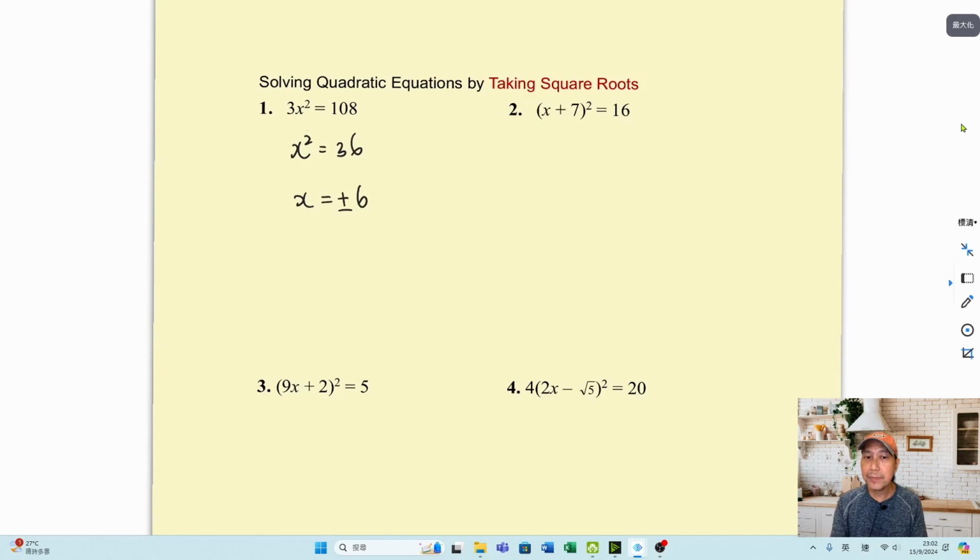Question 2 is very similar to number 1. We can take the square root directly. The left hand side is x plus 7. The right hand side is positive or negative 4. Okay, then move 7 to the right hand side. Don't stop here. We need to separate into two answers. The first answer is positive 4 minus 7. The other one is negative 4 minus 7, which is negative 11.